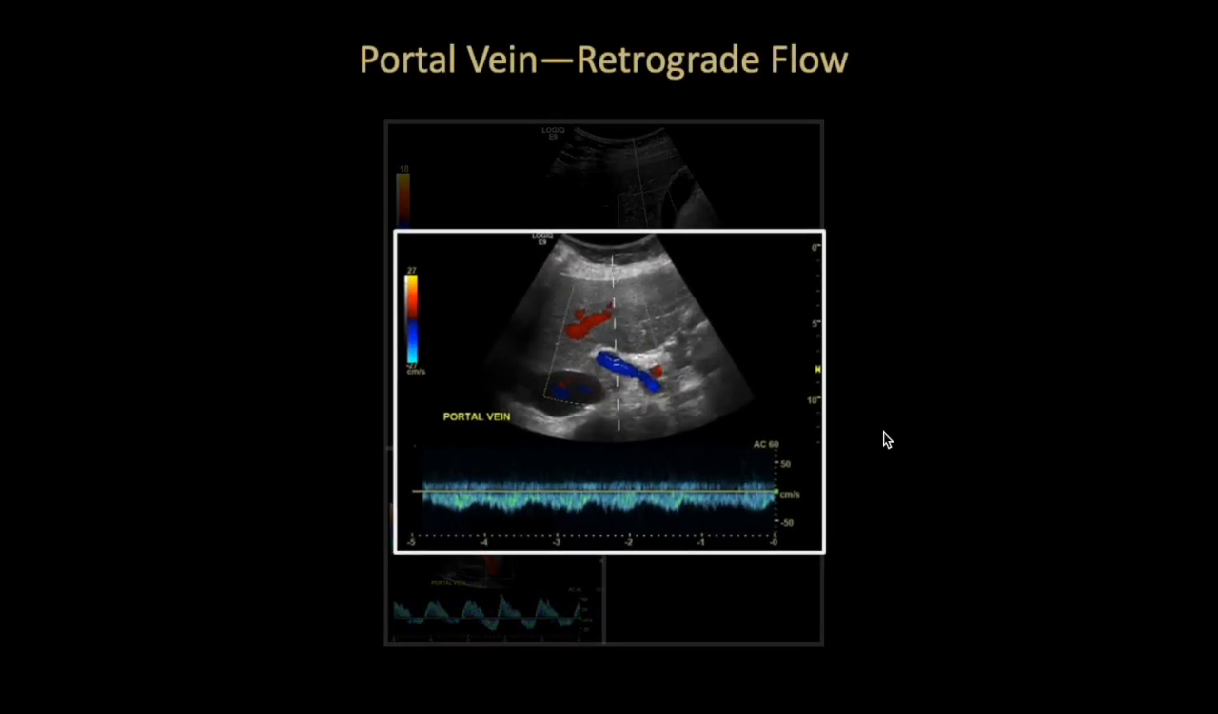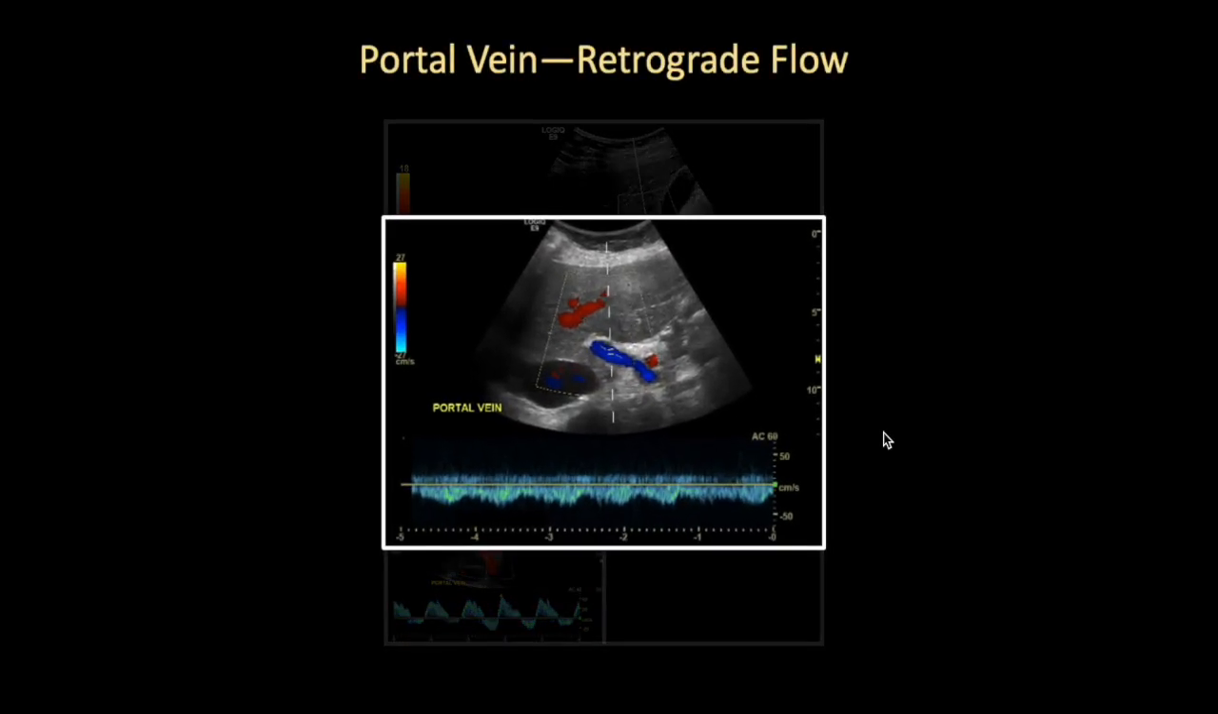And then finally, in this example here, we can see that there's continuous retrograde flow, that this is flowing in the blue direction. This is away from the transducer, and we can see that's not in the correct direction. So this would be retrograde flow. This is shown to us on this spectral Doppler image where we can see this retrograde appearance of flow moving out of the liver itself.